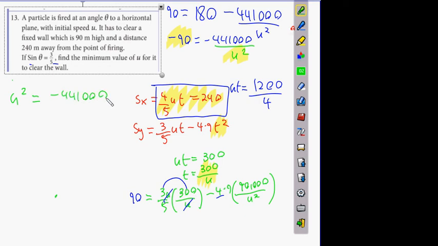U squared therefore equals 4,900. That puts U equal to 70. Is that right? Any questions on that? Number 14.